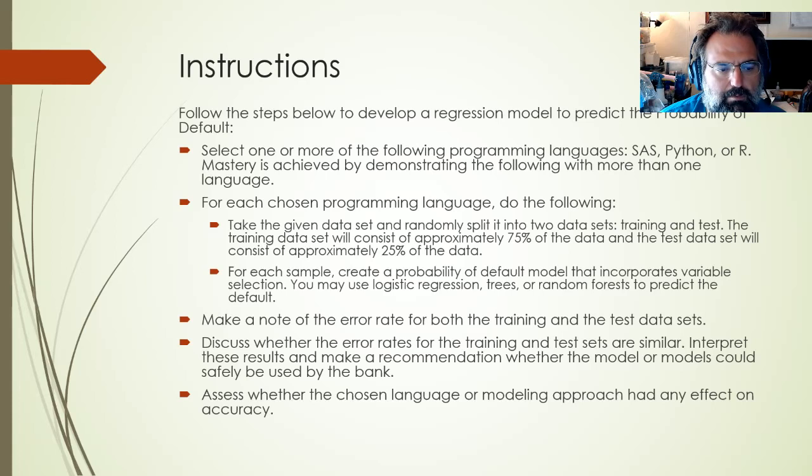For each sample, you will create a probability of default model that incorporates variable selection. You may use logistic regression, trees, or random forest to predict default. Make a note of the error rate for both the training and test data sets. Discuss whether the error rates from the training and test sets are similar. Interpret these results and make a recommendation whether the model or models could safely be used by the bank. Assess whether the chosen language or modeling approach had any effect on accuracy.